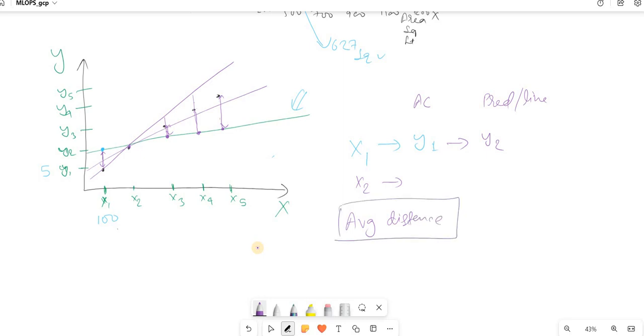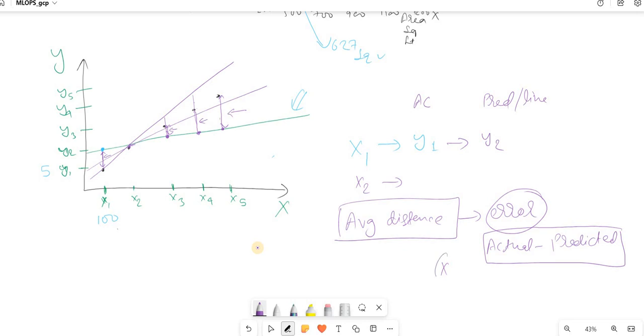In terms of machine learning or AI, whatever these differences are, we say that these are the error. Error means the difference between your actual point minus your predicted. When I say predicted, I mean the points which are on the line for the specific value of x. So this is how you have to calculate.